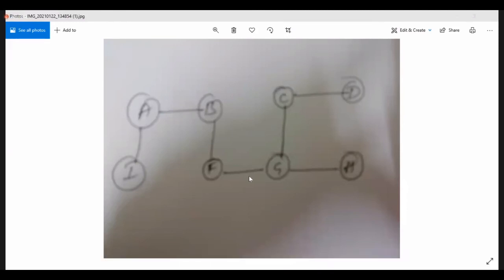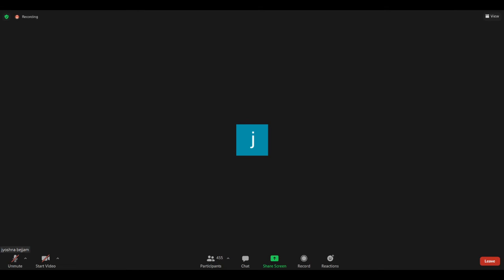E I didn't draw. Oh, B to E is also there. F to E should be there. Sorry, F to E should be there. Okay, F to E, right. So whatever I drew, I take out now. F to E should be joined. No issues, right? I'll explain the program. Let me explain the program.